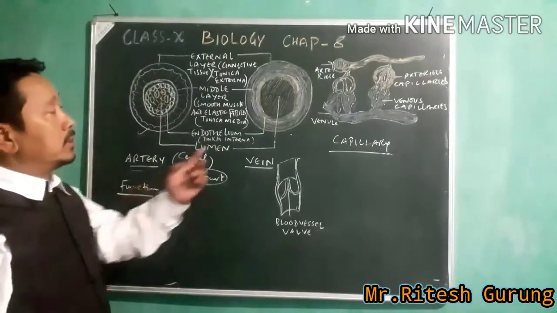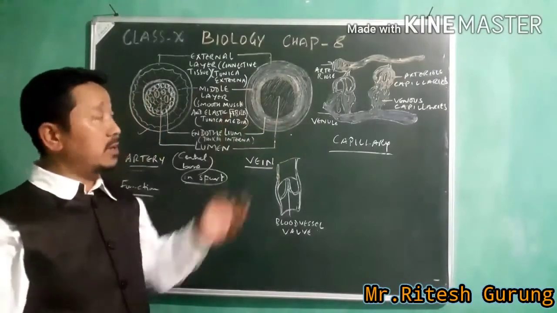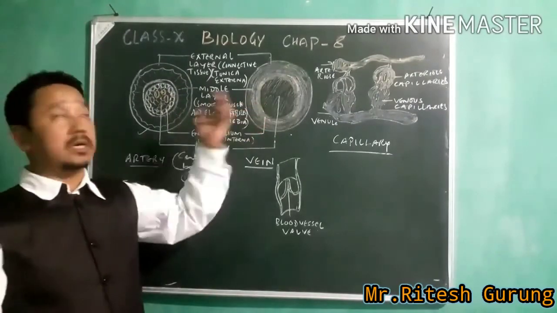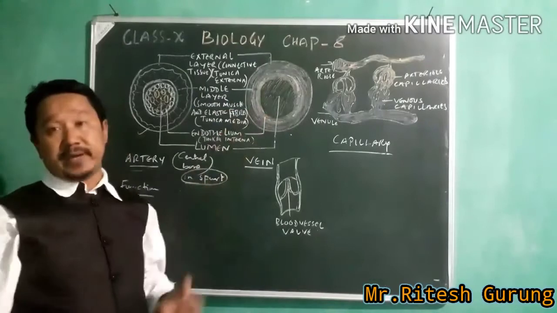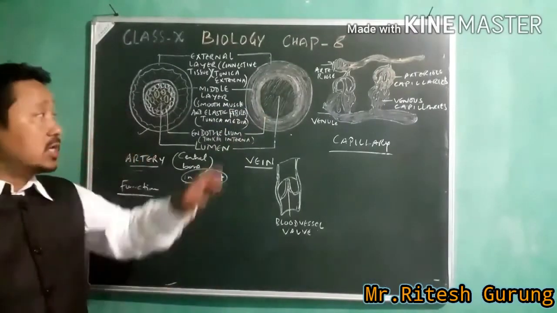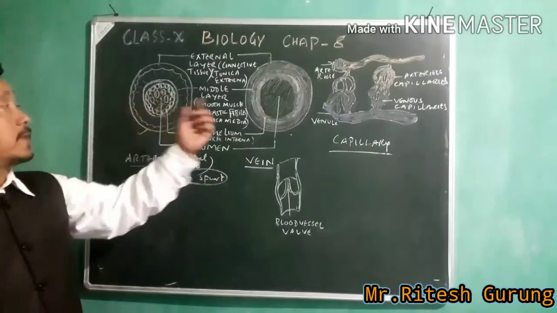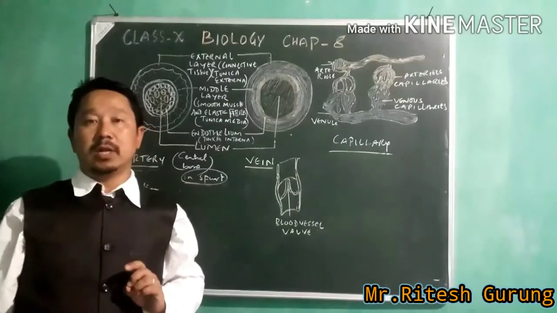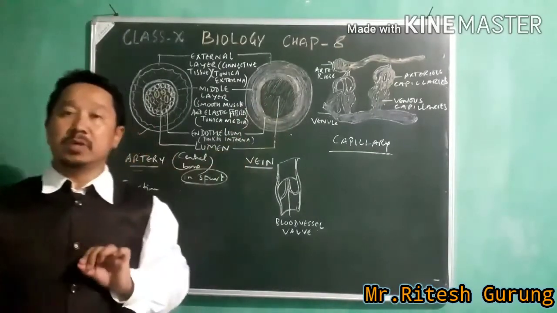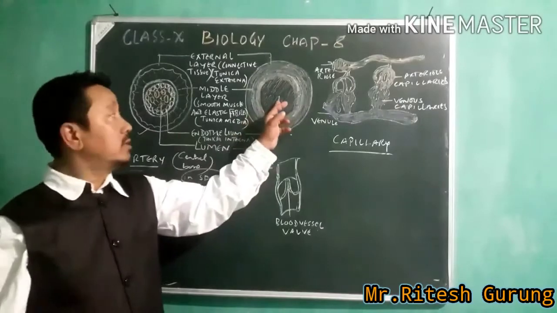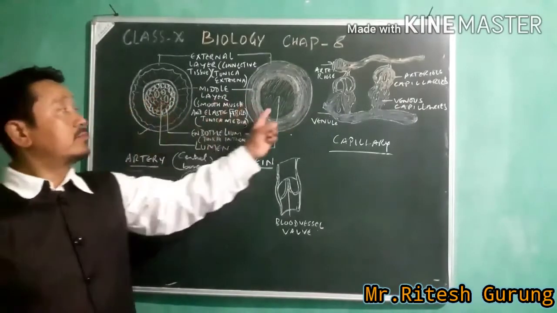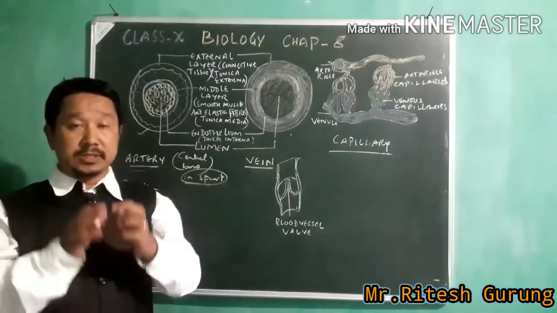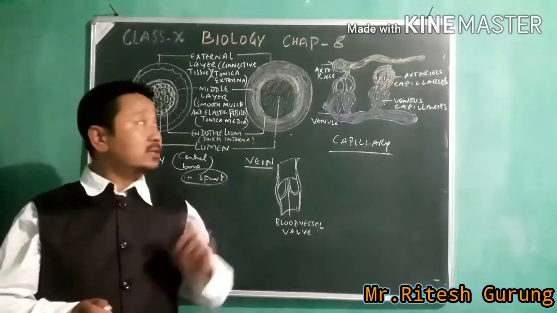Then let us go to the vein. After talking about the vein, I'll go through these labeled parts also. So let us talk about the other type of blood vessel called vein, V-E-I-N. Unlike the artery, veins have a thin muscular wall and a wider lumen. The centrally located opening, the central bore, is wider in the case of vein.